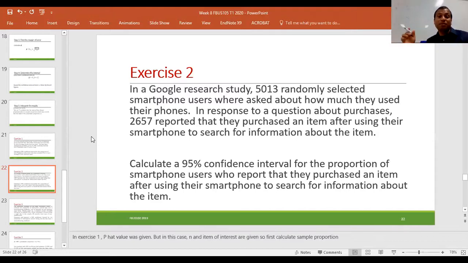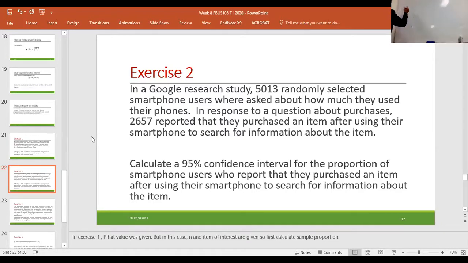If you remember, how do we get the p hat, the sample proportion? That is the item of your interest divided by the sample size. So what is the number of items of our interest? 2,657, because they reported yes. I'm interested in those who said yes. So 2,657 is the item of my interest, and the total size is 5,013. So how to calculate the proportion? Divided, it's 0.53.